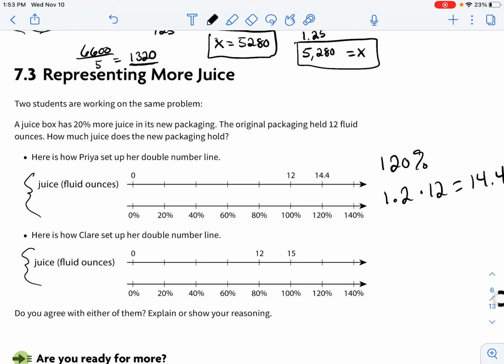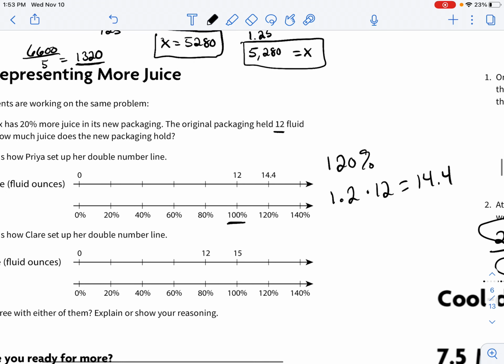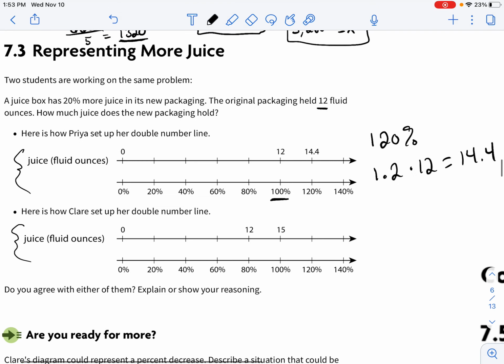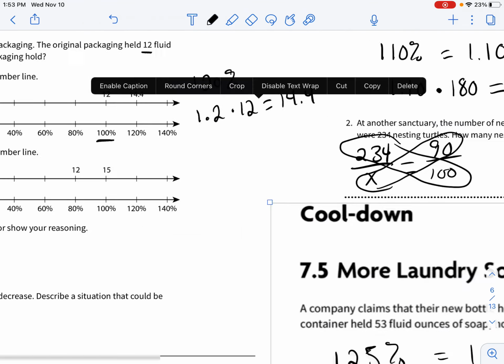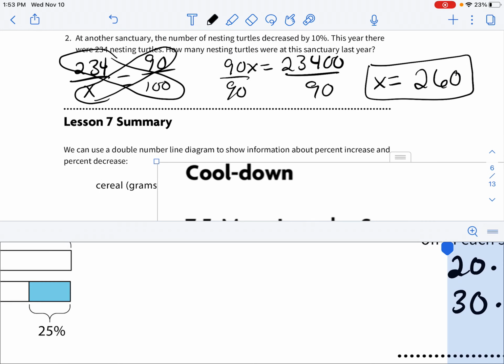So first, right off the bat, 12 is the full amount, the 100%, and you notice right here, 12 is above the 100%. So that should tip you off that Priya is correct here. Okay, and then to find the actual amount, it's 120% because it's a 20% increase, so that'd be 1.2 times 12 to get your 14.4. And so that's how you can double check that that is correct.